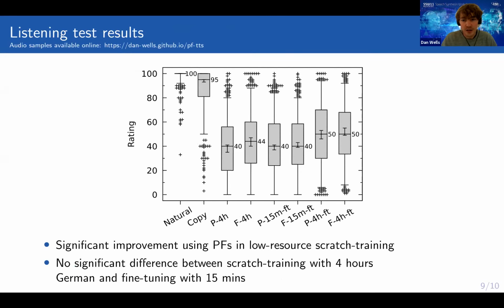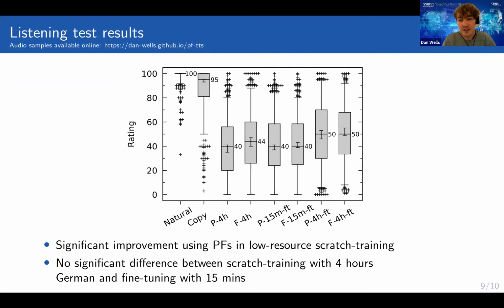Now, if we just look briefly at how this translates to listening test results, we did a MUSHRA-style listening test with native German speakers. If we look first at these two bars here, they are the scratch-trained German systems, trained on 4 hours of German. And we see here a small but significant improvement in subjective naturalness ratings when using phonological features compared to phoneme inputs.